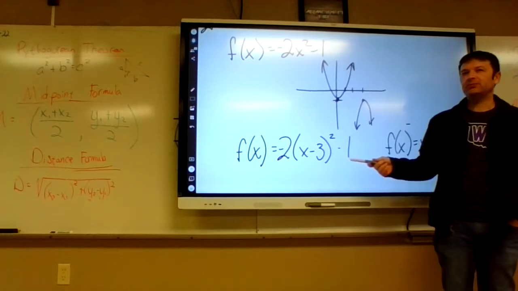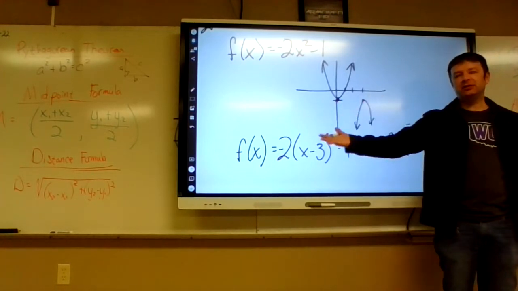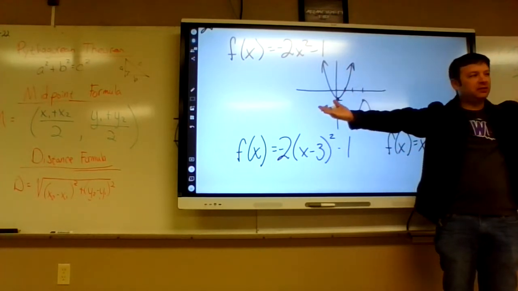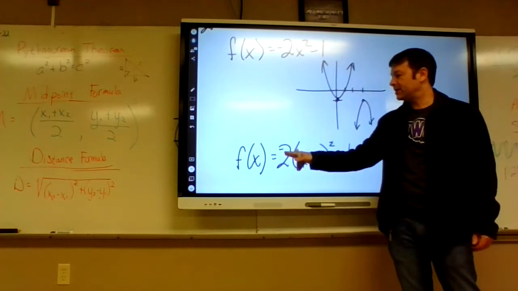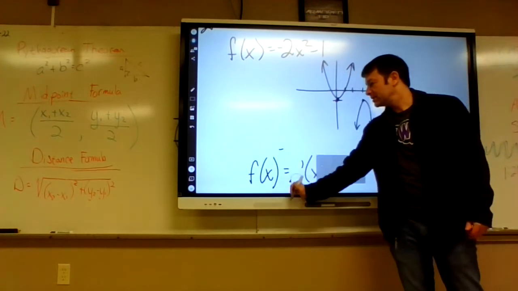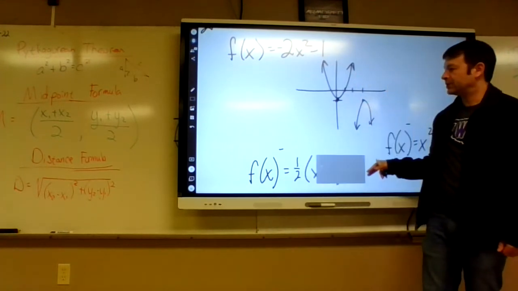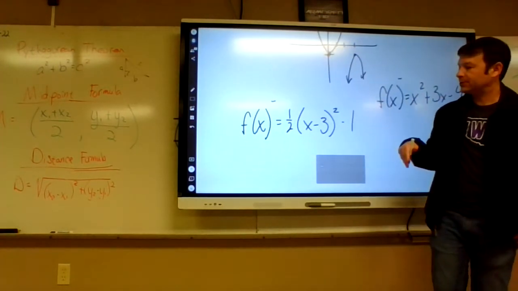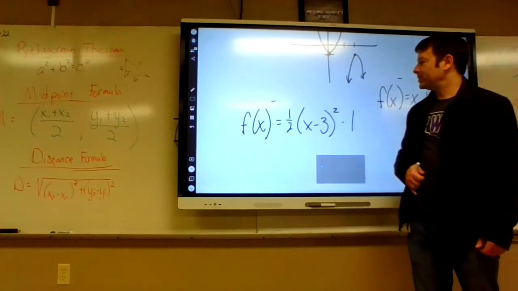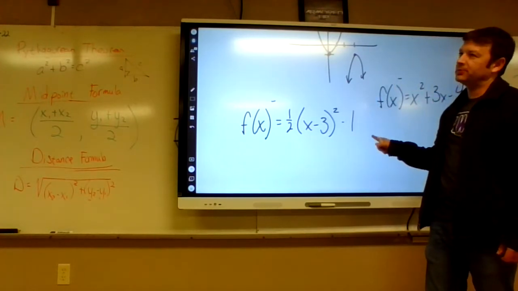How do I make the graph flatter? Multiply by something less than 1. So instead of a 2 right there, if I put like 1/2 or 1/3 or some fraction less than 1. Okay, that's pretty much it. Oh, one more thing.